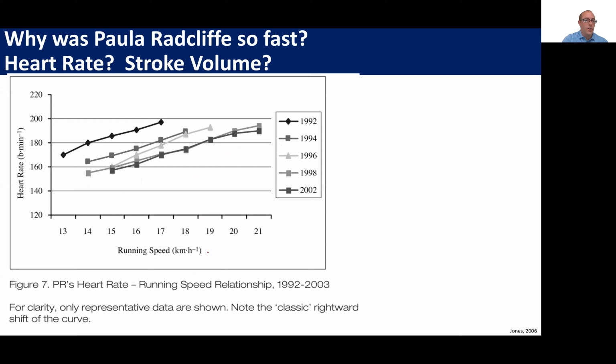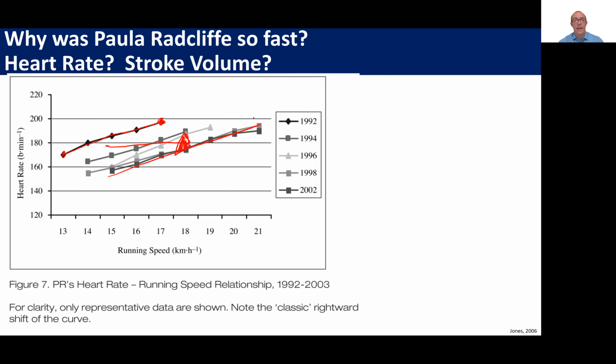Here we see her heart rate versus running speed. So this is 1992, and as you would imagine, heart rate goes up as you increase your running speed. The faster you run, the faster your heart beats. What happens over time is that it shifts over. We see maybe a small decrease in her heart rate max, but overall, her heart rate is less for a given running speed.